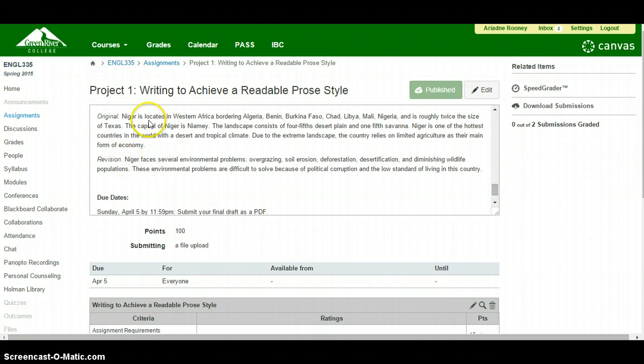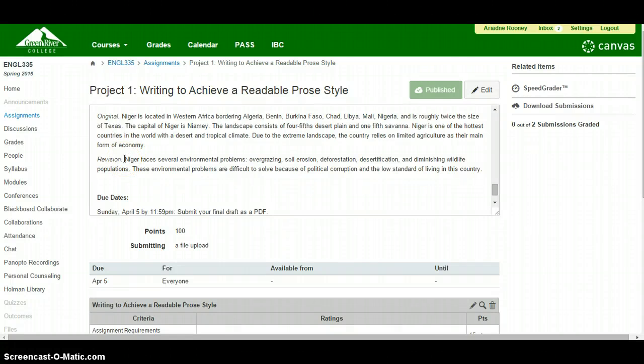The revision, now this isn't bad. The original isn't bad, but it sounds more like a 7th grade welcome to Western Africa type paper. It's not very specific for what she was writing. So she makes it crystal clear in here.